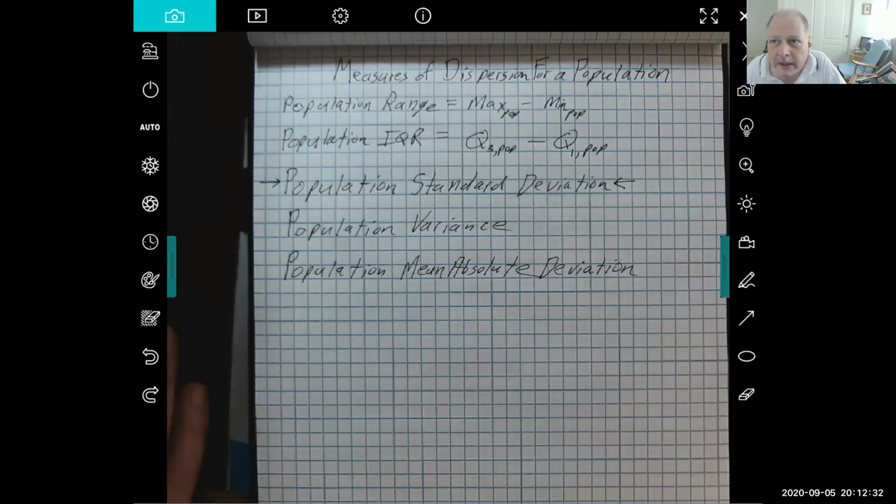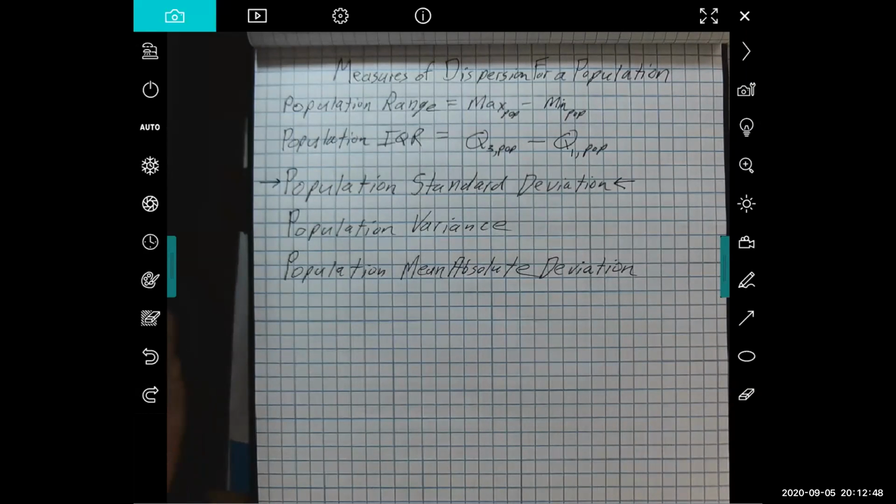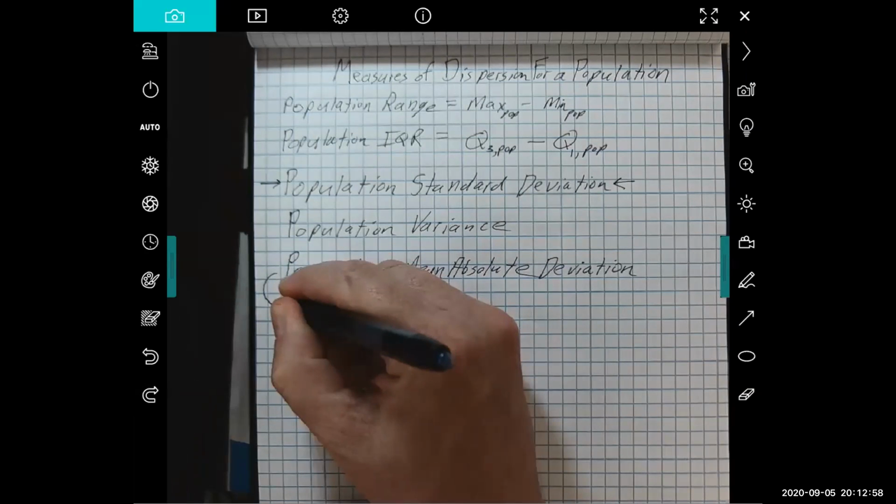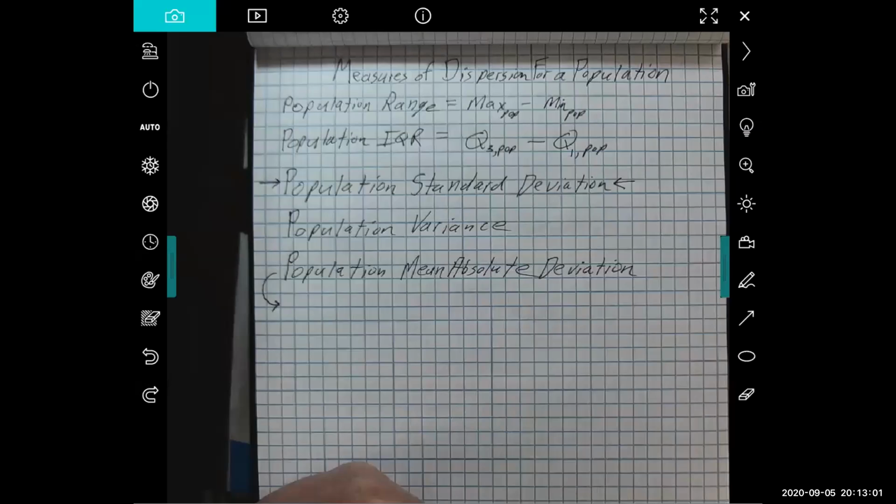So I'm going to stop the video of me talking, and I'm going to go over here to the piece of paper, and I'm just going to write on the piece of paper for a while. Okay, so this one, the population mean absolute deviation. So what we're doing with this is we're finding the average distance away from the mean.